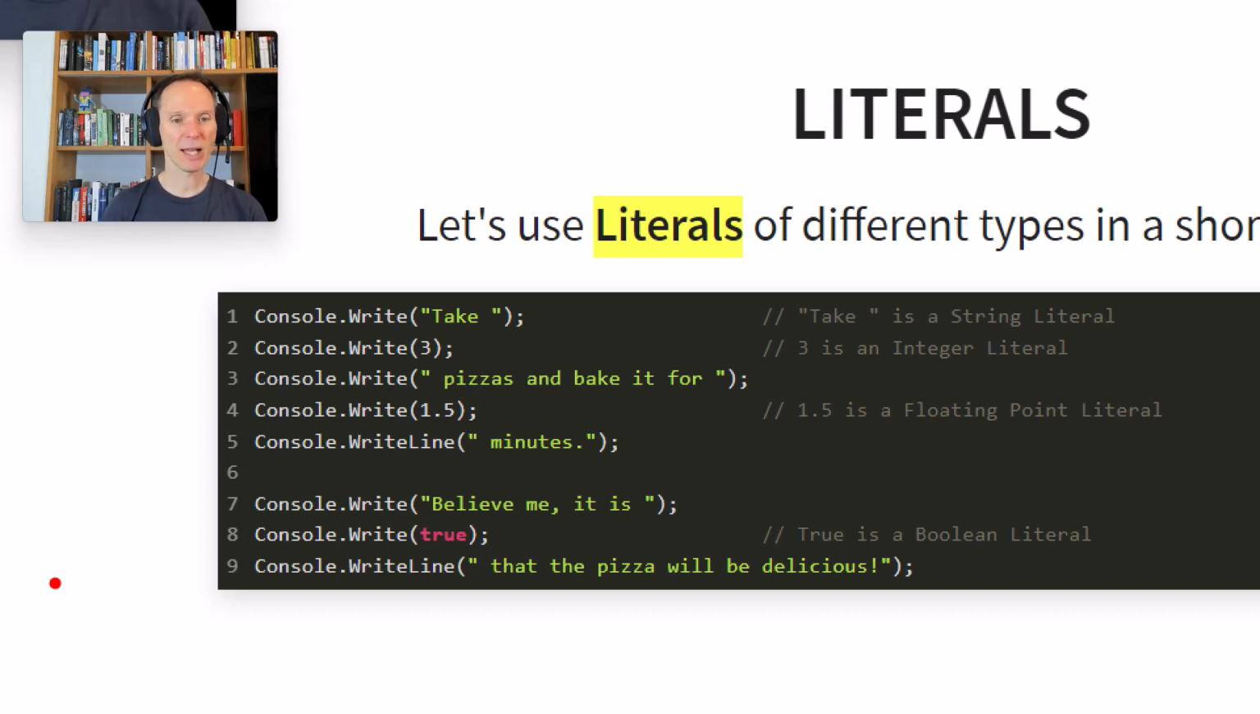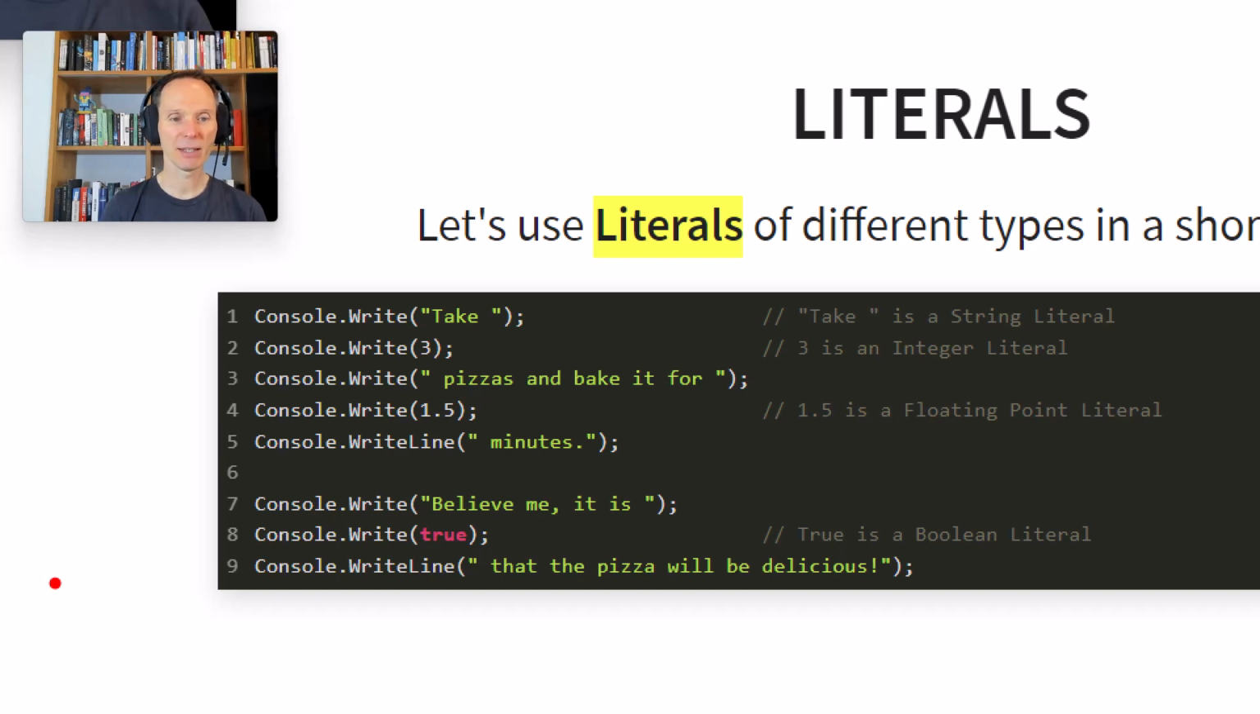See? In the first line, we have a string literal. In the second line, we have an integer literal. In the fourth line, we have a floating point literal. And in the 8th line, we have a Boolean literal. So take the time and take a look at this program and try to find out what it will do.